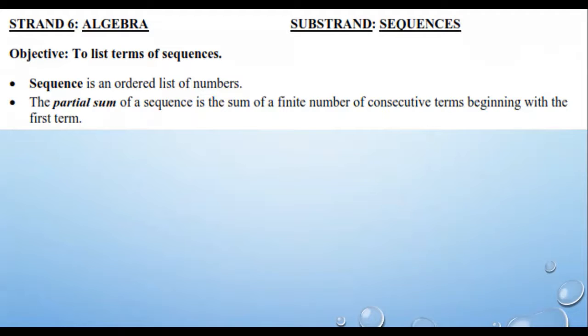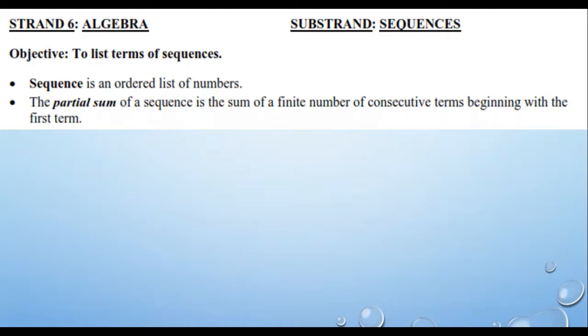A sequence is an ordered list of numbers. The partial sum of a sequence is the sum of a finite number of consecutive terms beginning with the first term. Those are the two things you should know. Partial sums means you keep on adding the terms. If it is 1, 3, 5, 7, 9, 11, that's a sequence.